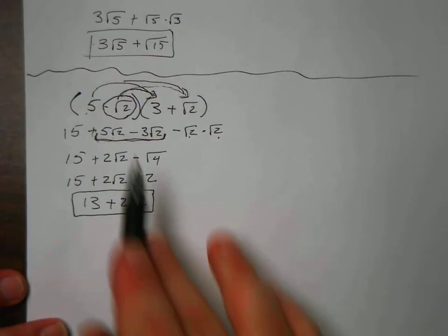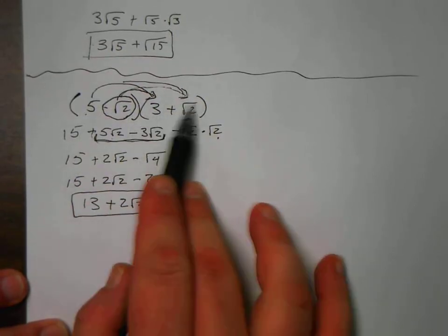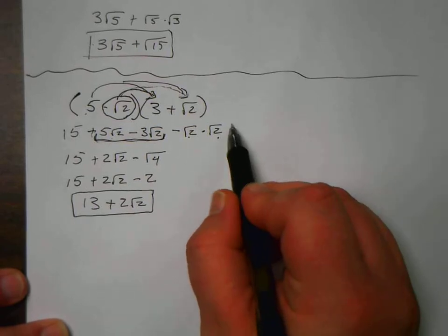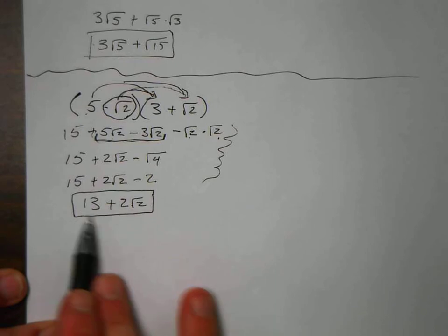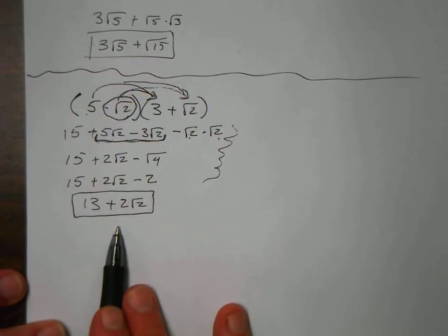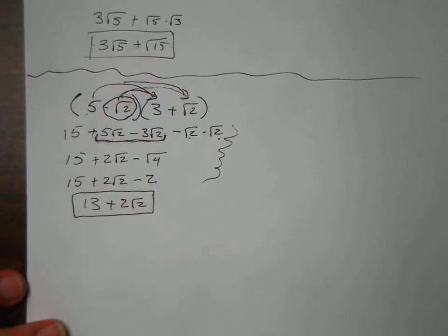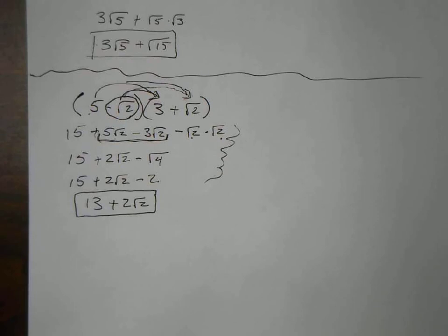So notice how we went from a binomial times a binomial, and after we simplify, we ended up with a binomial plus a binomial, or just a regular binomial, which I think is very interesting. This doesn't happen a whole lot. It happens with this type of work, though.